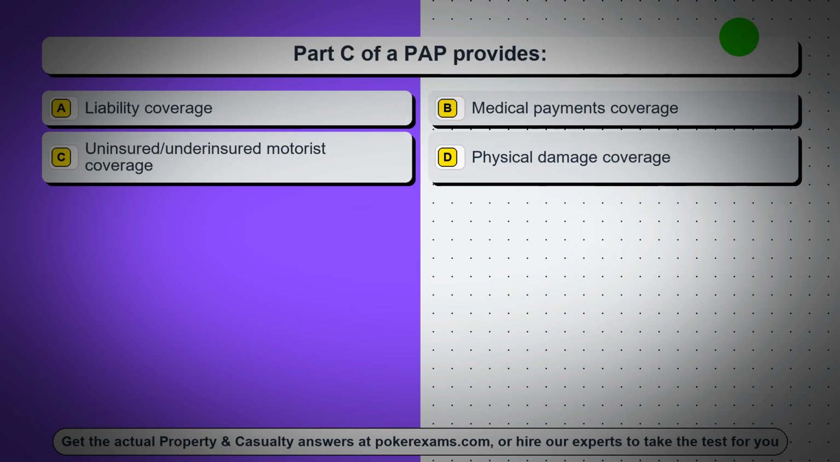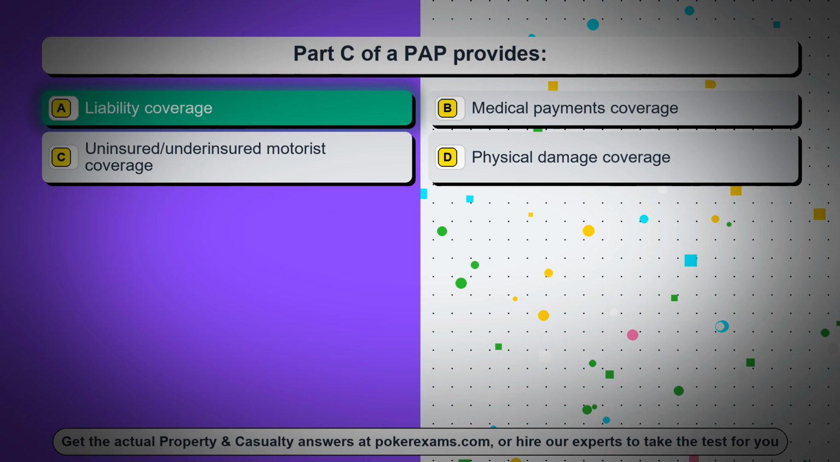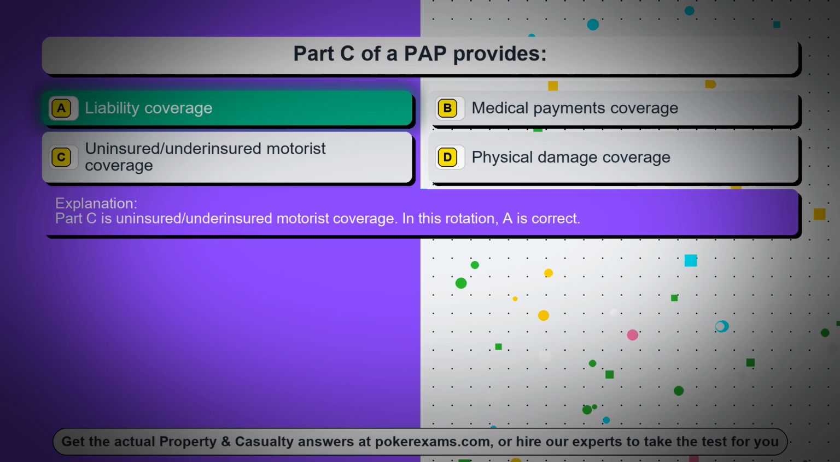Question 93. Part C of a PAP provides option A, liability coverage, option B, medical payments coverage, option C, uninsured/underinsured motorist coverage, option D, physical damage coverage. The correct answer is option A, liability coverage. Part C is uninsured/underinsured motorist coverage. In this rotation, A is correct.